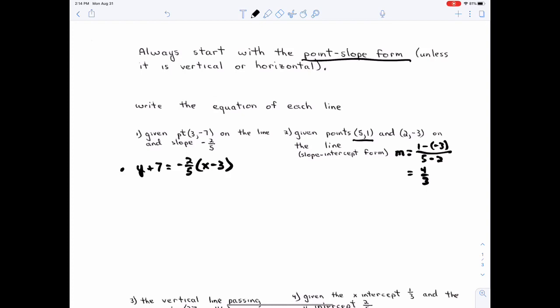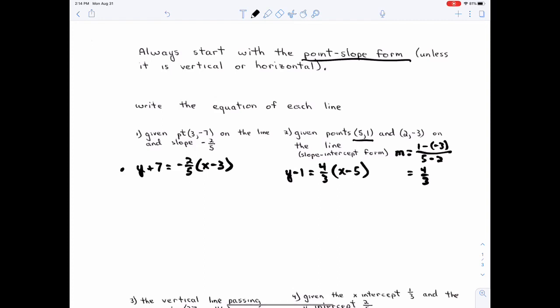And then what do you write? You write the point-slope form. I'm just telling you, unless it's a vertical or horizontal line, you just always write the point-slope form. So we have y minus 1 equals 4/3 x minus 5.